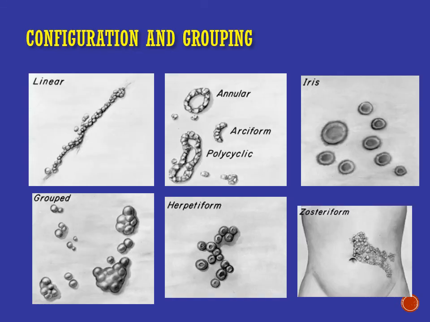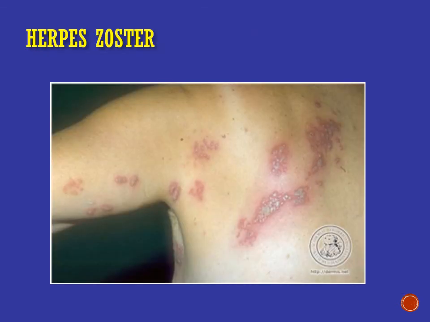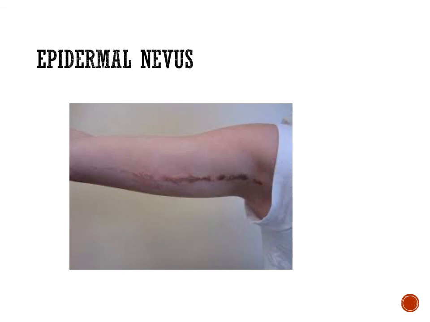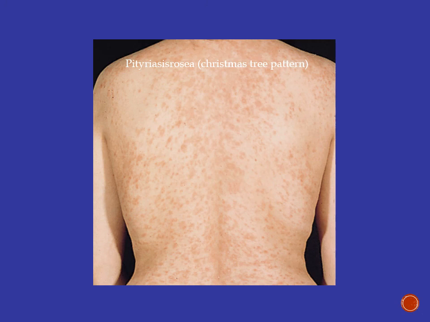These are the following configurations and groupings. Example of which is the herpes zoster, which shows a dermatomal or zosteriform distribution. Target or iris lesions are often seen in erythema multiforme. Linear configuration is seen in epidermal nevus. To stress the importance of undressing to do physical examination, we can see the Christmas tree pattern, in which rashes follow the lines of cleavage, often seen in pityriasis rosea.